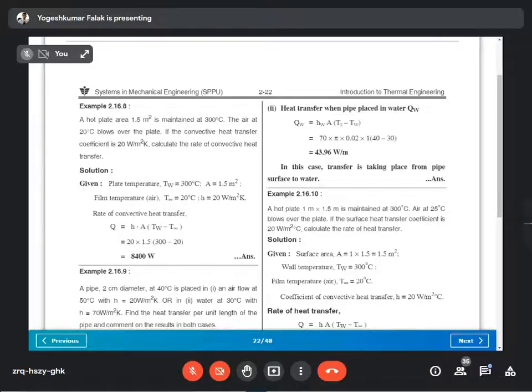Wall temperature, that is T1, you can say TW, is equal to 300 degrees Celsius and the film temperature is about 20 degrees Celsius, and the coefficient of convective heat transfer is 20 W/m² °C. So you just need to put all these values in this formula: Q is equal to hA (TW minus T infinity). You can say T1 minus T2, whatever it may be.